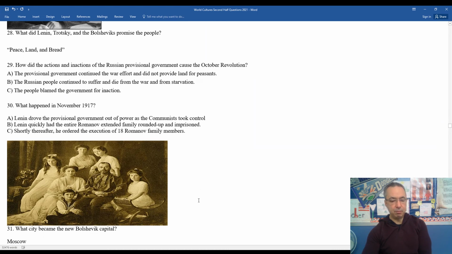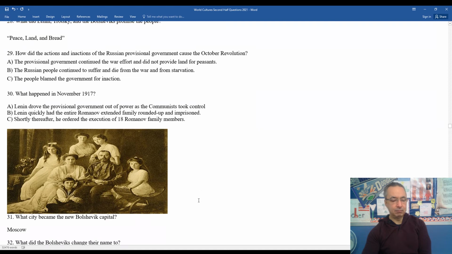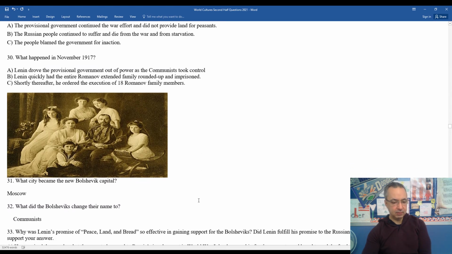Which city became the new Bolshevik capital? Moscow. 32, what did the Bolsheviks change their name to? As we know, the communists.